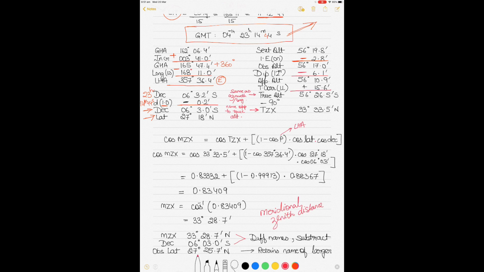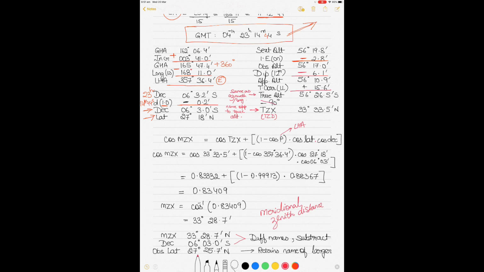All right, so let me calculate something called the MZX first, and then I'll come back to it. I've also shown you here, minus 90. If you subtract the true altitude from 90 degrees, you get the true zenith distance. In some books it's also written as TZD, it is the same thing. I get true zenith distance as 33.5, which is also named north. And you're wondering how I've named it. All right, I'll show that to you.